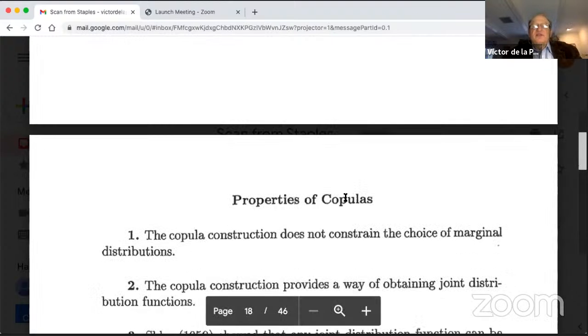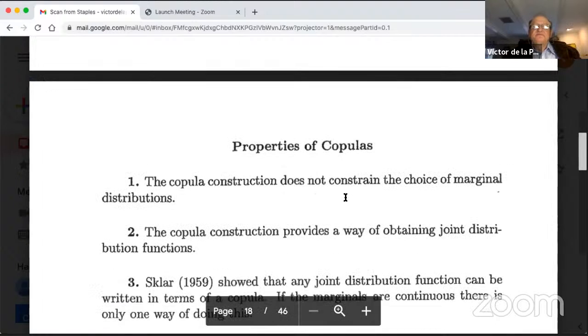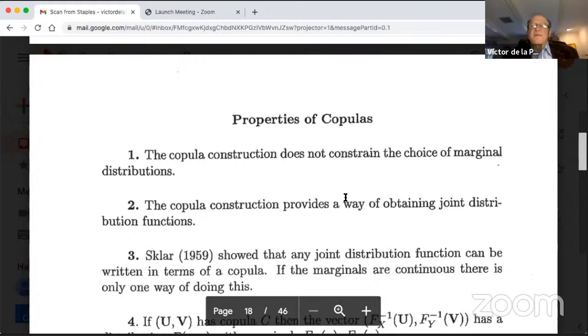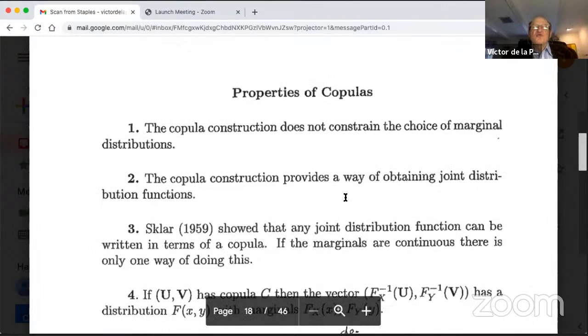Okay, that's a little bit of history. Now, okay, properties of copulas. So the copula construction does not constrain the choice of marginal distributions, and it provides a way of obtaining joint distributions.